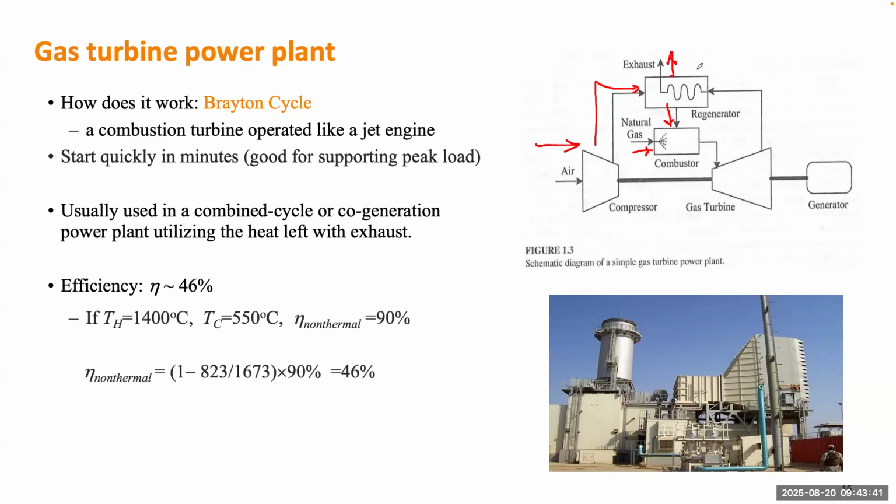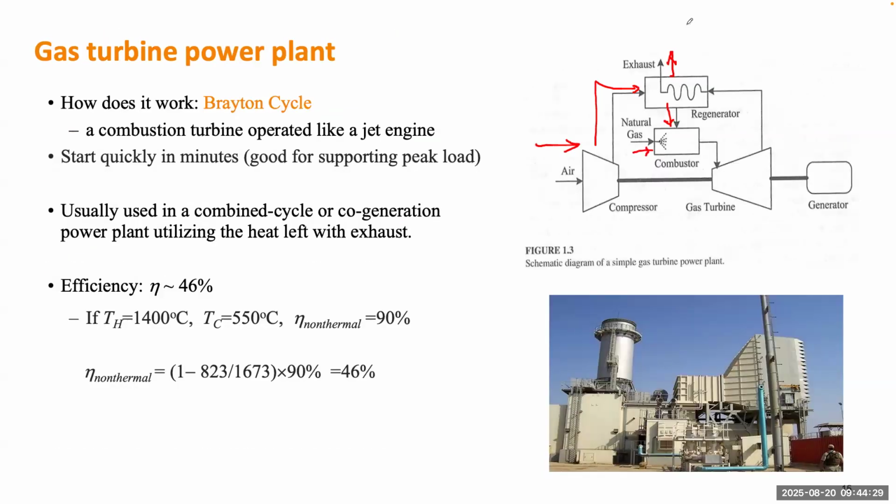Let's just do a quick calculation. If I can increase the temperature inside the combustor to 1400 degrees C, and the air leaving the engine can be very high, 550 degrees C, and if the overall efficiency, non-thermal efficiency, is higher, like 90%, because the design can be very small compared to the large size of the steam turbine, then by using this formula, both the low temperature and high temperature largely increase. So that will give you about the same efficiency.